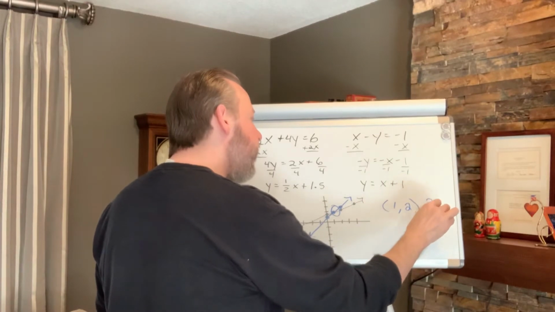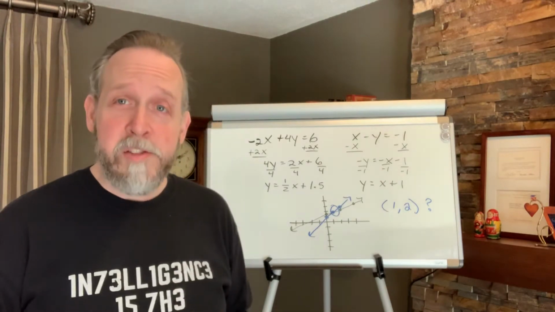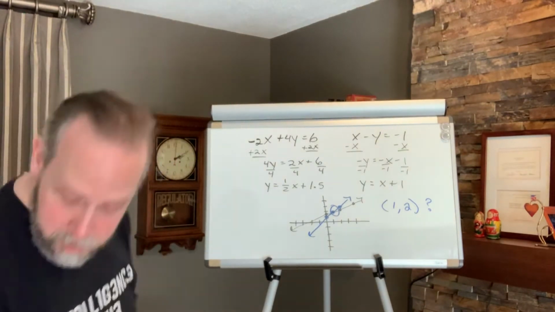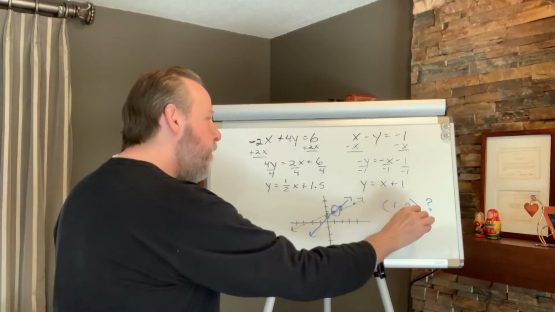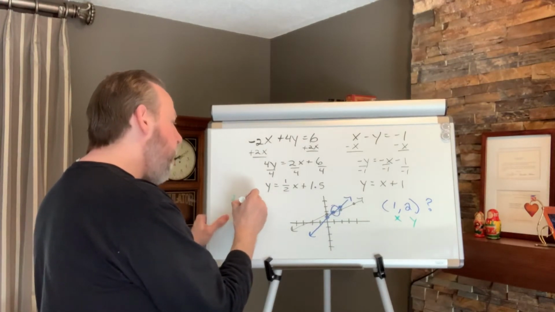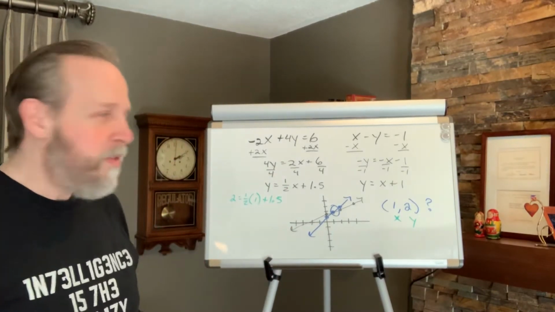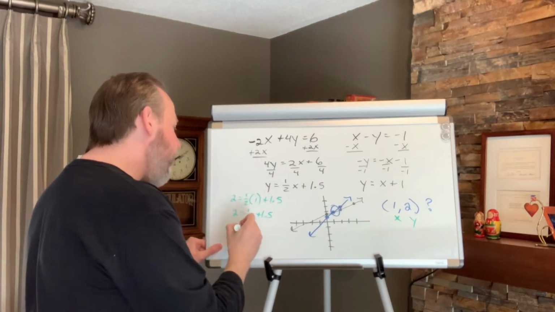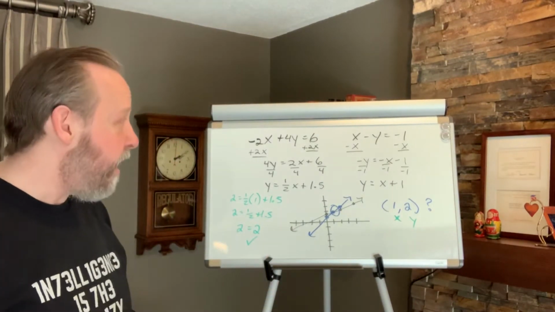So my question is, is that actually the place where they cross? Is that the solution? The only way to tell is to plug it into both equations and see if it works. So if we plug it into the first equation, when I plug that in for x and y, does it work? That's really the question. So does 2 equal 1/2 times 1 plus 1.5? If that works, we'll have the solution. I have 2 equals 1/2 plus 1.5, and hopefully you guys can see that 2 does equal 2. So that worked for that line.